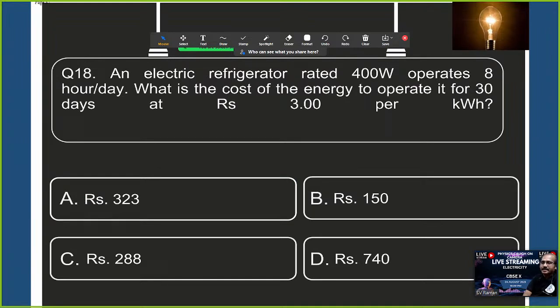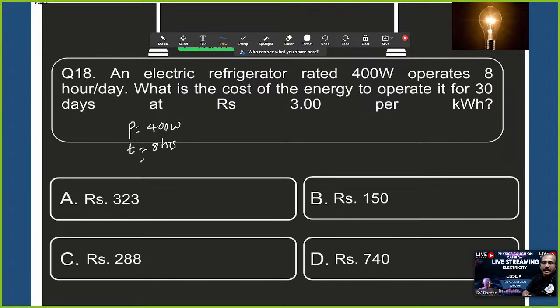An electric refrigerator rated 400 watt operates 8 hours per day. What is the cost of energy to operate it 30 days at 3 rupees per kilowatt hour? Okay. An electric refrigerator rated 400 watt. So power P is equal to 400 watt. Operates 8 hours per day. Let's say that is time T, 8 hours. Let it be in hours. Don't convert into seconds, especially in this question.